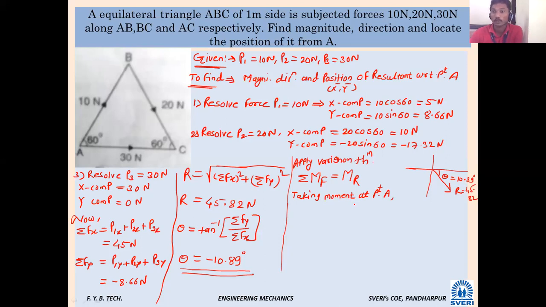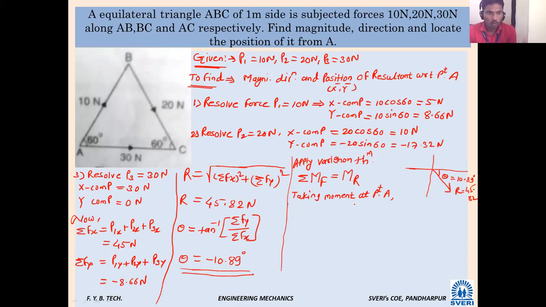That's why a question may come to your mind: why are we taking moment about point A? Because we were supposed to find the location or position of the resultant with respect to point A. Now come back to our force diagram. How many forces are there in the system? Three forces.